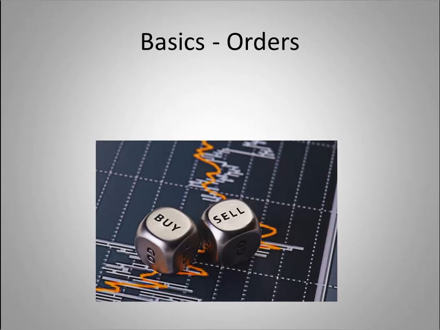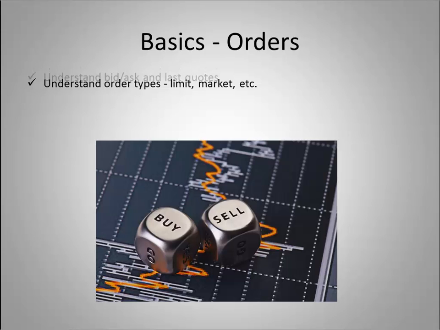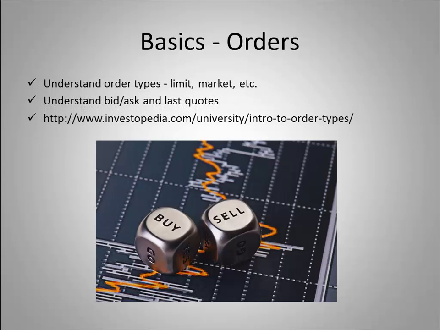For the basics, the first thing to focus on is learning the different order types. For example, a market versus a limit order. And also the settings for these orders, such as good till close or good till cancel. The bid and ask system is also important to understand. A good resource to learn all this is online at investopedia.com.